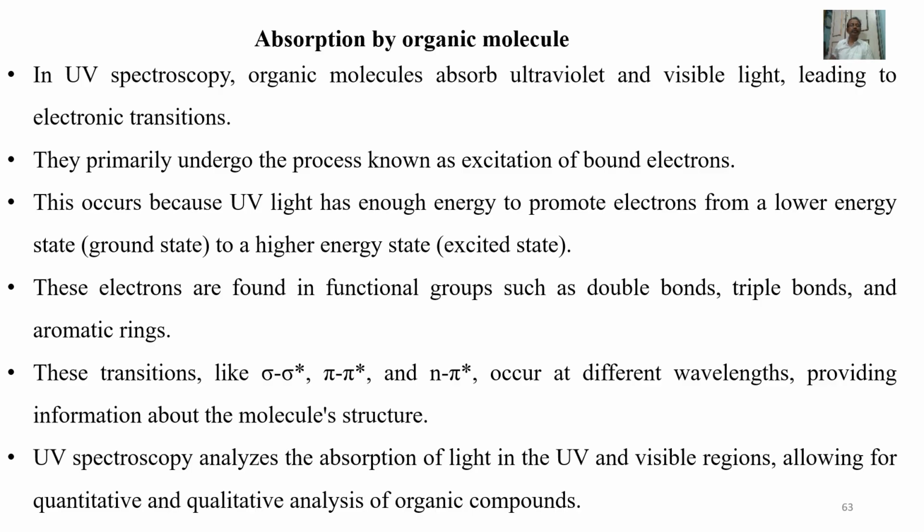In UV spectroscopy, organic molecules absorb ultraviolet and visible light, leading to electronic transitions. They primarily undergo the process known as excitation of bound electrons. This occurs because UV light has enough energy to promote electrons from a low energy state, that is the ground state, to a higher energy state, that is the excited state. These electrons are found in functional groups such as double bonds, triple bonds, and aromatic rings.